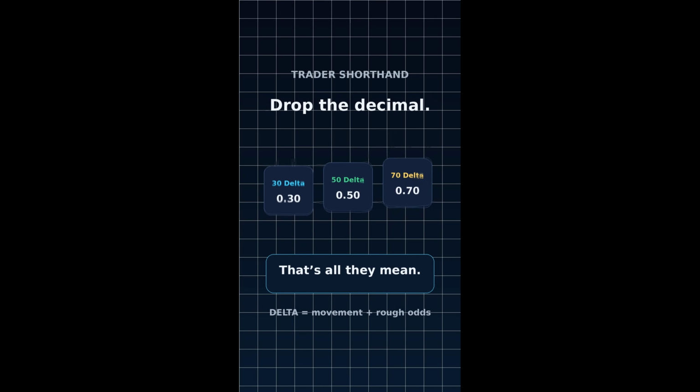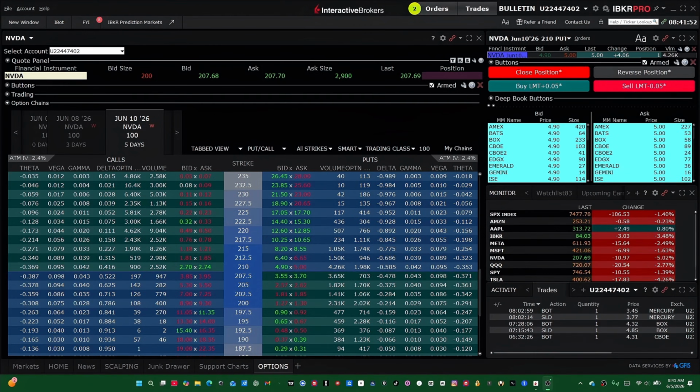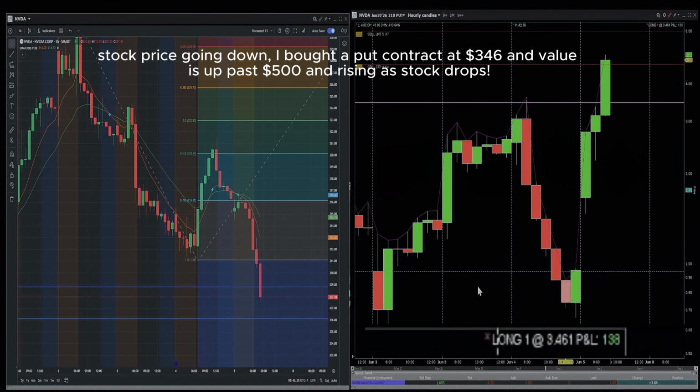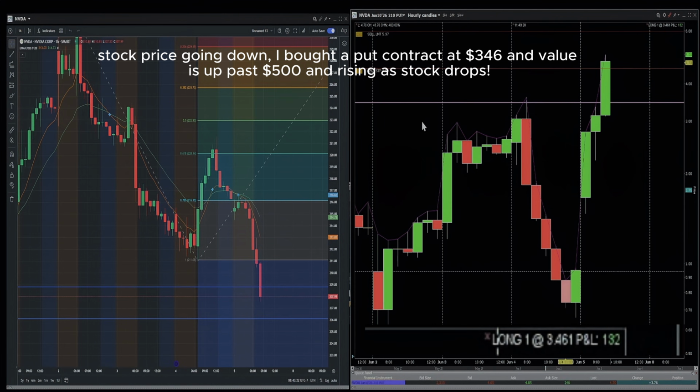When you hear me say I'm looking at a 30 delta call on QQQ, I'm looking at a strike that's out of the money with about a 30% probability of finishing in the money by expiration.